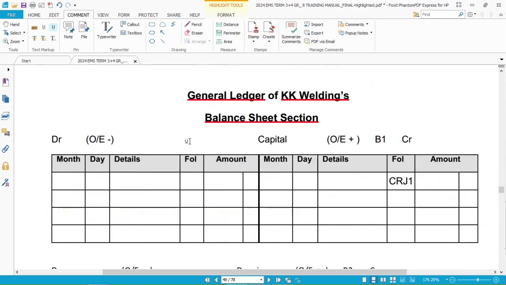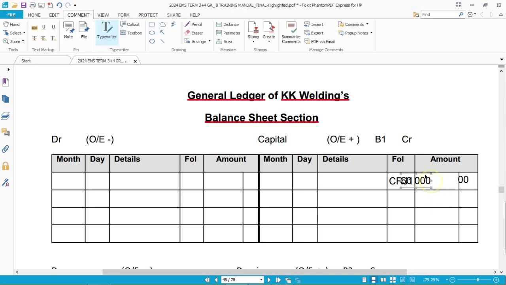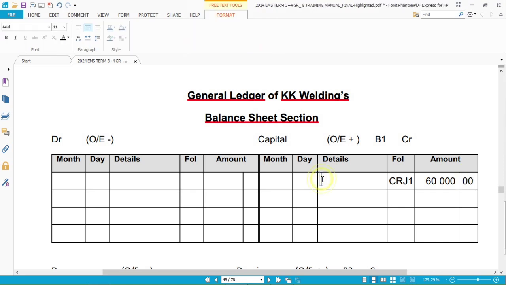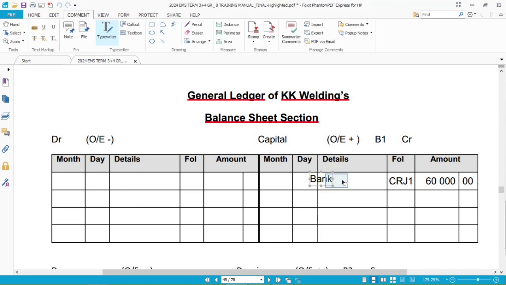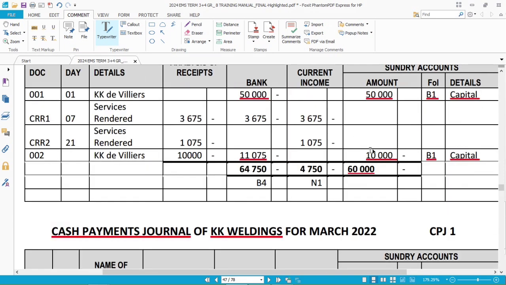Okay, so I'm gonna go down to my capital account. I'm gonna write 60,000. Alright, here 0 for my cents. Okay, take this amount, put it properly and nicely here. Okay, for my details here, I'm gonna write bank. The reason I'm writing bank is because in my cash receipts journal, I am actually putting the 50,000 at bank first before it goes to capital. Also, this 10,000, I'm putting it here by bank first before it goes to capital.